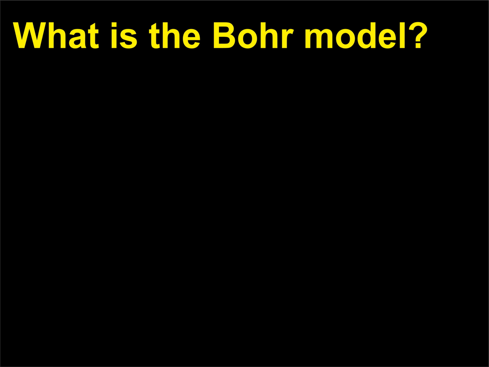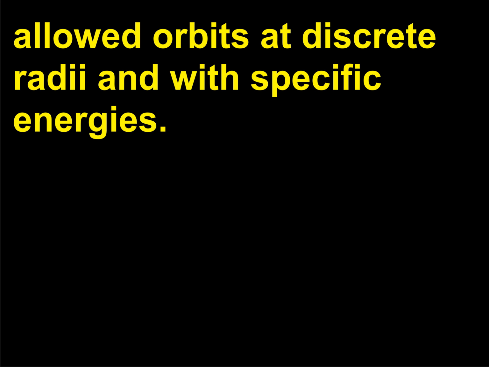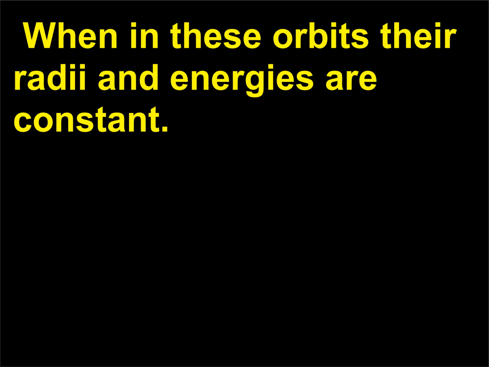What is the Bohr model? A nuclear model, but with electrons moving in only certain allowed orbits at discrete radii and with specific energies. When in these orbits, their radii and energies are constant, and the atoms do not emit or absorb radiation.